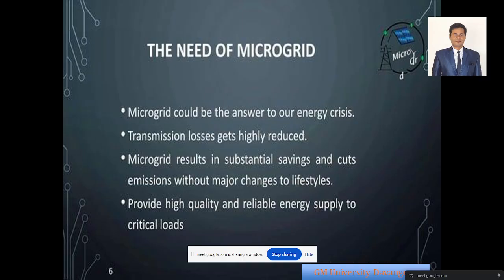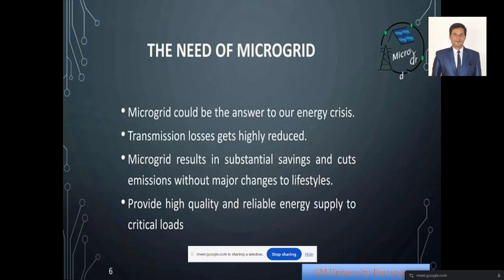What is the purpose of grids? Why do we need to have microgrids? Because transmission losses get highly reduced, right. For example, you are generating from Udupi, the power is coming from Udupi to Bangalore, right. We are transmitting over a very long distance, more than 500 kilometers, right. During that time the transmission losses will occur. You create a small grid, have the generation and the loads within your limit, so that the transmission losses can be reduced. So that is one of the benefits and needs for microgrids, right.